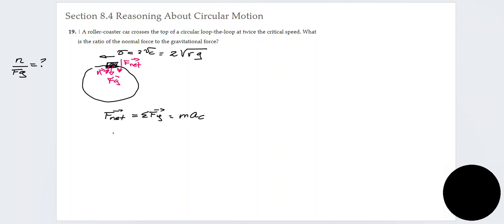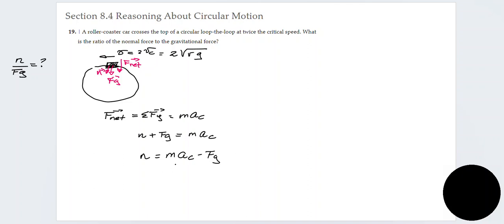So what we need to do next, which are the forces that we have? Well, we will have the normal force plus the force of gravity equals mass times centripetal acceleration. We're gonna now solve for the normal force, right? And we can say that the normal force is equal to mass times centripetal acceleration minus the force of gravity.